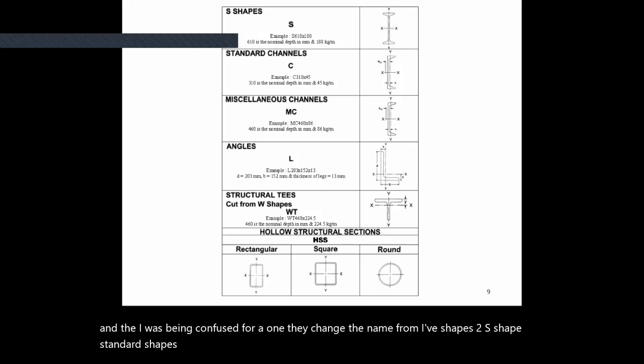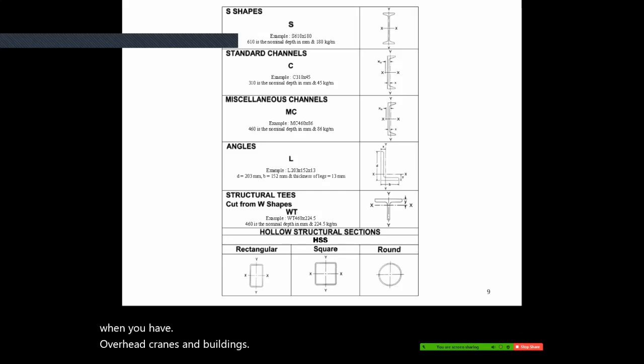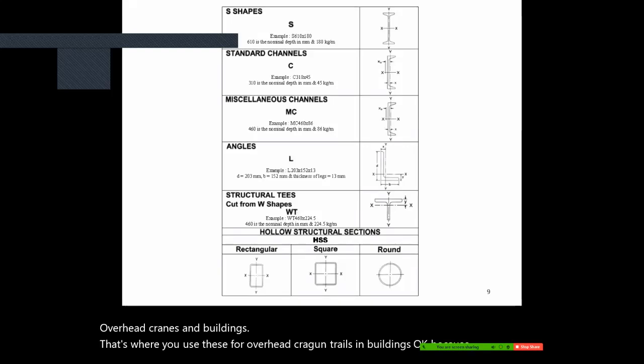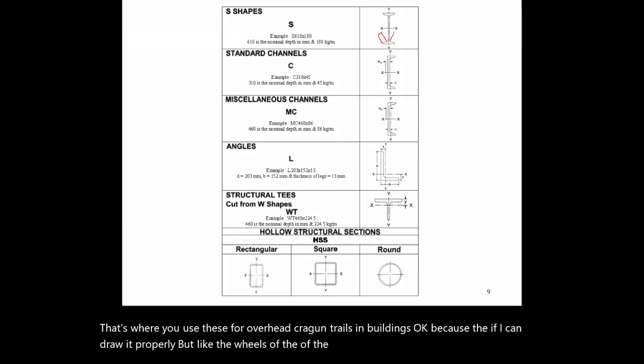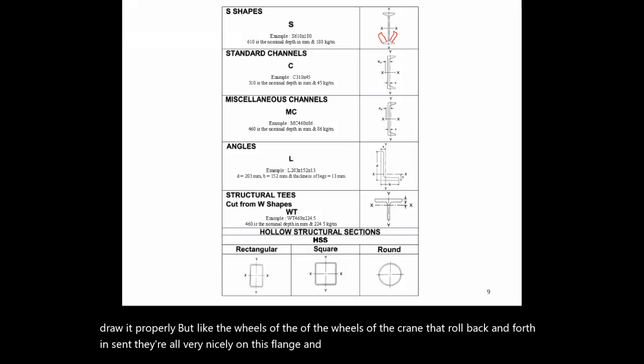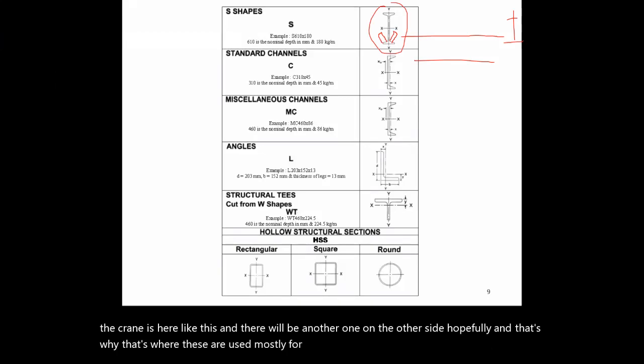These are relatively good beams. You see how the flanges are tapered here? These are used mostly when you have overhead cranes in buildings, as overhead crane rails, because the wheels of the crane roll back and forth very nicely on this flange. The crane is here like this, and there will be another rail on the other side, hopefully. That's where these are used mostly, for rails of overhead cranes in buildings.